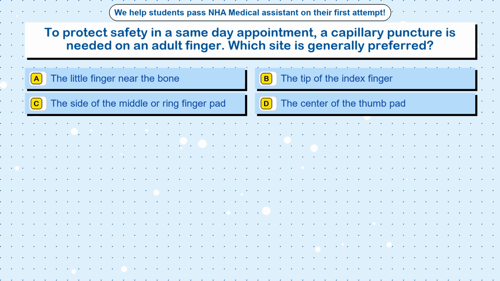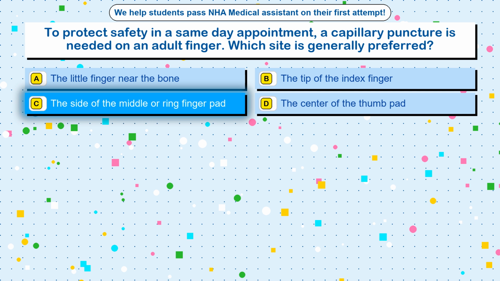Question 49. To protect safety in a same-day appointment, a capillary puncture is needed on an adult finger. Which side is generally preferred? Option A. The little finger near the bone. Option B. The tip of the index finger. Option C. The side of the middle or ring finger pad. Option D. The center of the thumb pad. The correct answer is option C. The side of the middle or ring finger pad.